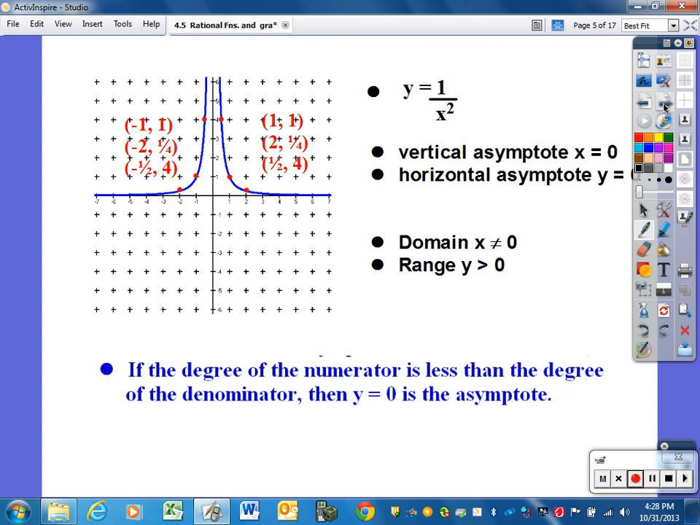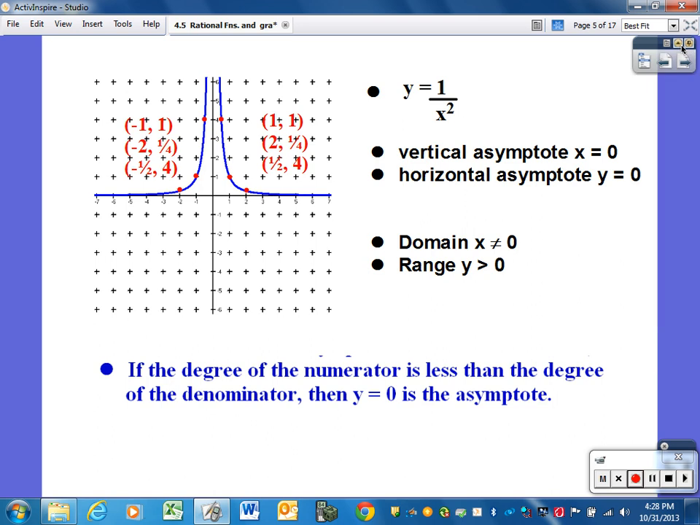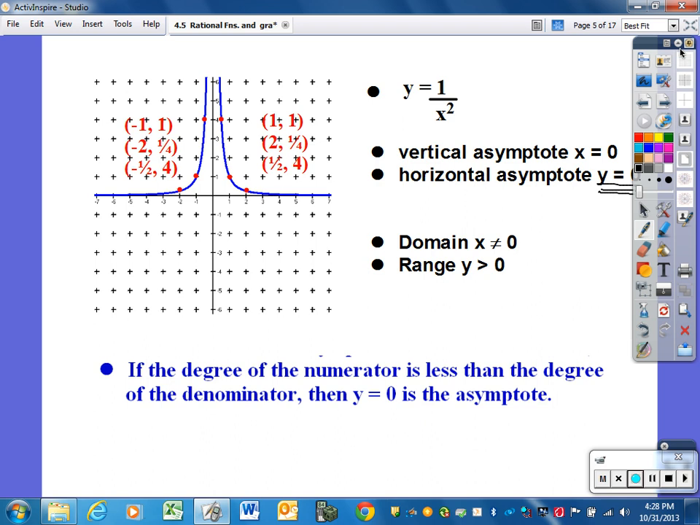Okay? Let's look at the parent function, 1 over x squared. Again, numerator's degree is less than the denominator's, so my horizontal asymptote is going to be y equals 0. So I'm going to highlight that. My vertical asymptote, x squared equals 0. Square root, x still equals 0.